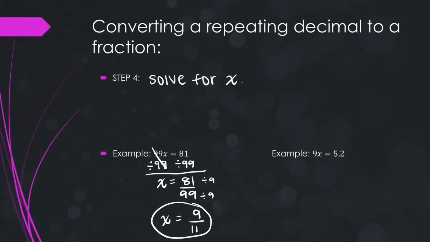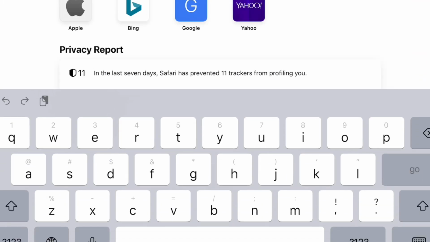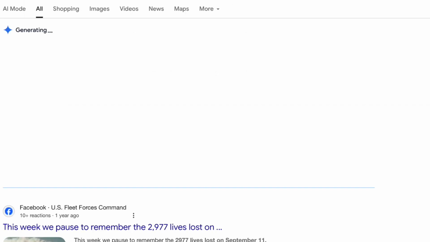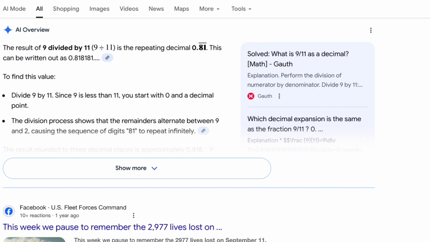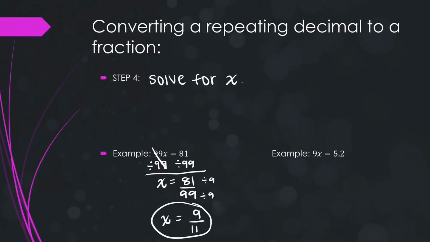I don't have a calculator on my app, so I'll go to the internet because I'm lazy. So I'm going to do 9 divided by 11. I'll just write 9 div 11 because I'm too lazy to find a division symbol. And 9 divided by 11 is 0.81 repeating. So we were right. Excellent. In the right one, same idea.